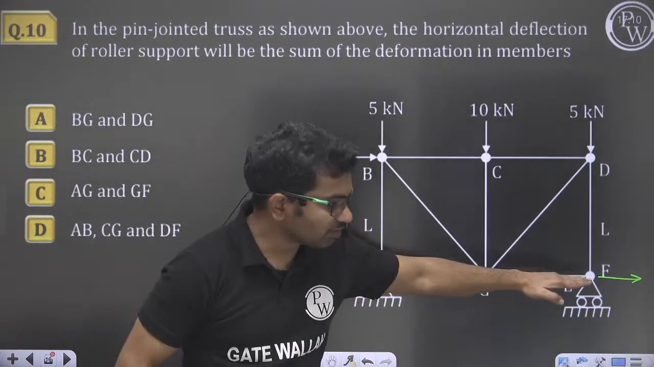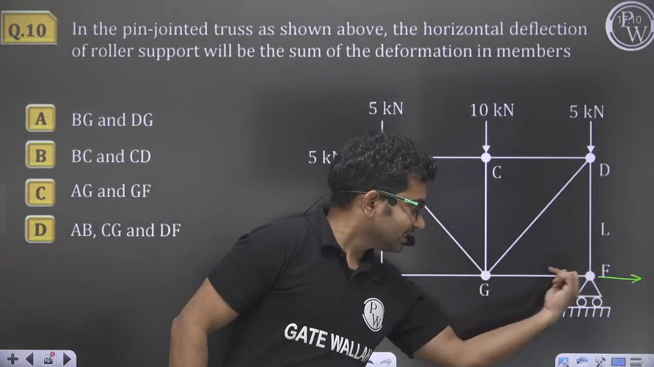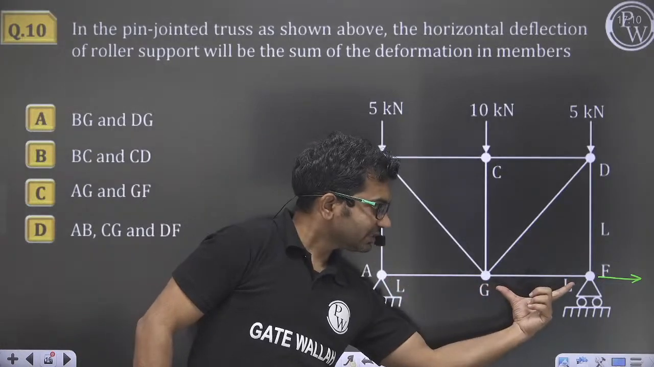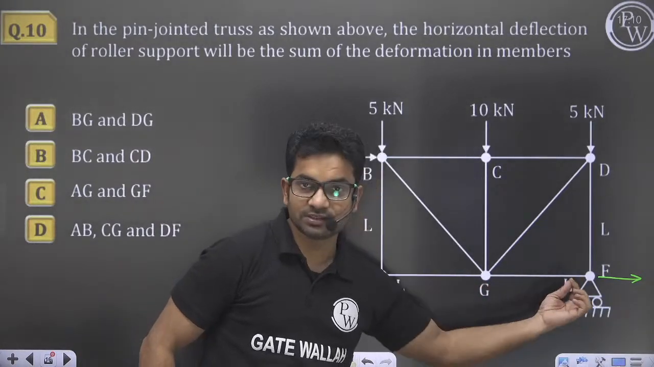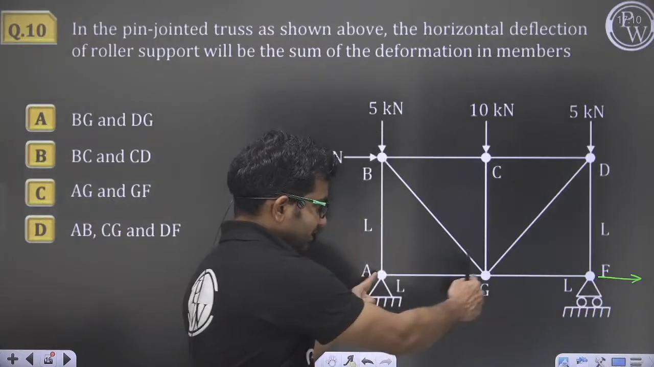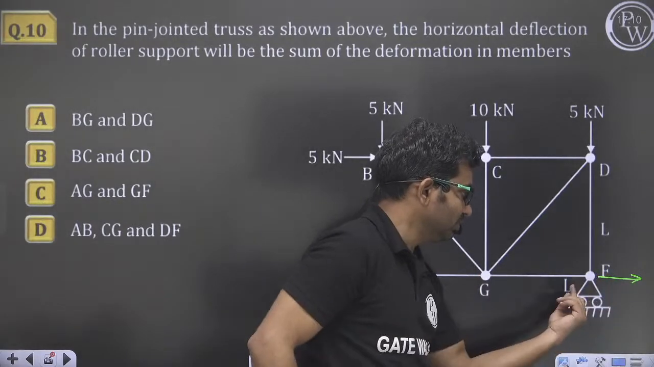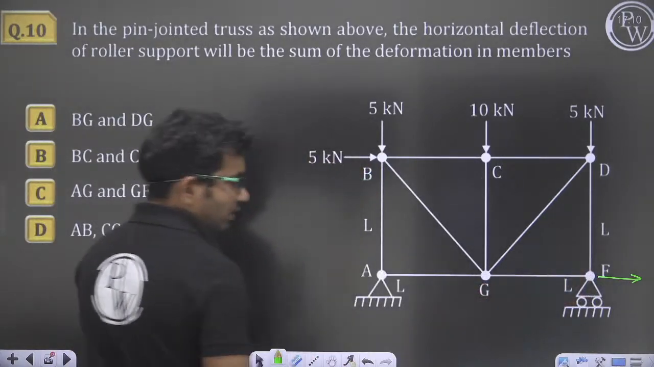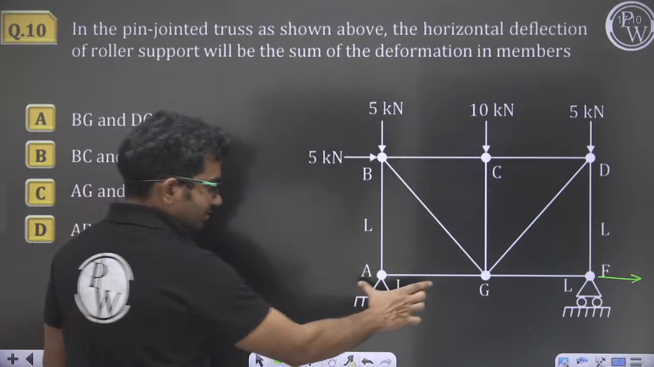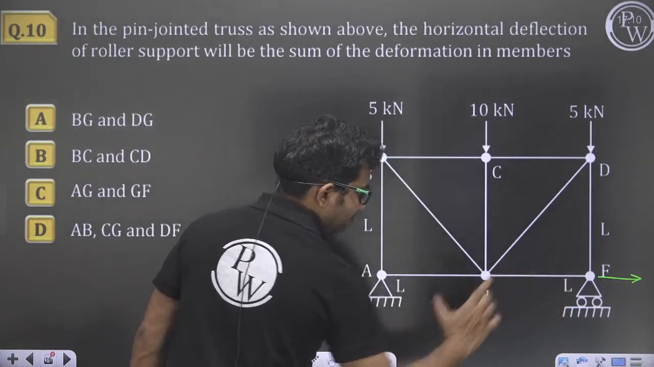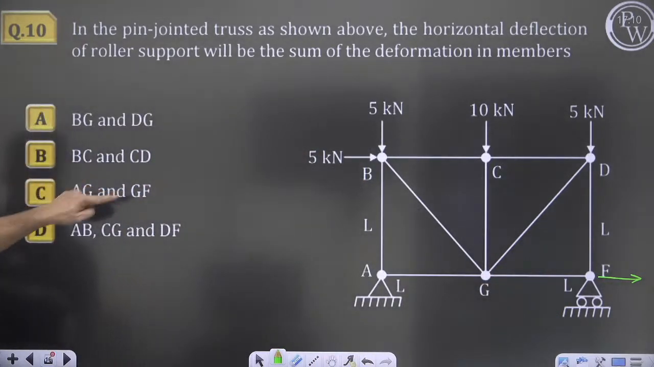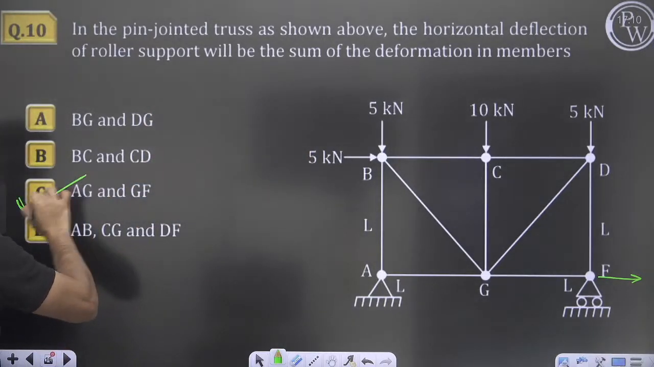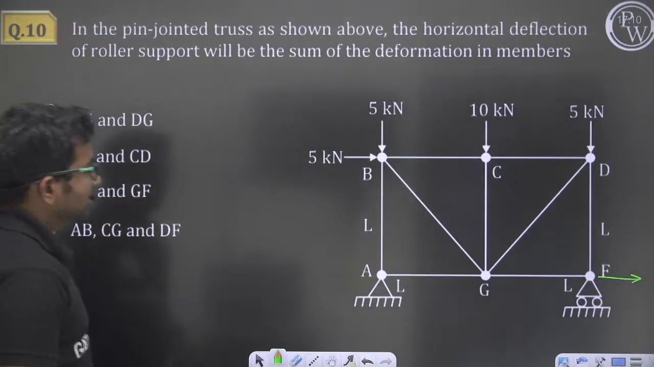And these two members are also horizontal. If this is compressing here, then deflection of this plus deflection of this will be equal to movement of this. And if it is going there, then also extension of this plus extension of this will be equal to movement of this joint. So deflection of joint F will be equal to change in length in member AG plus change in length in member GF. So sum of deformation in members AG and GF. Correct answer will be option C.